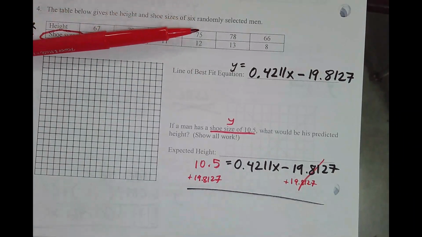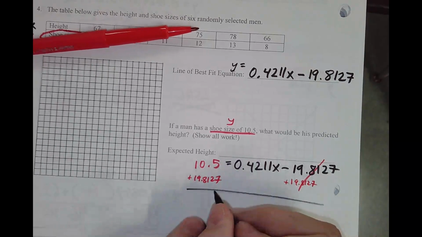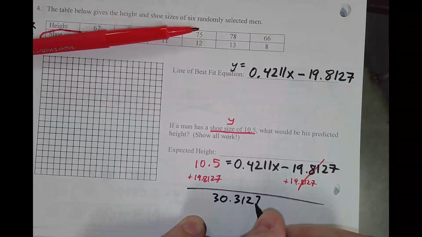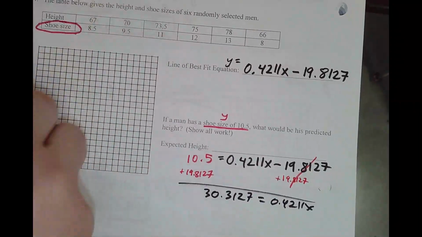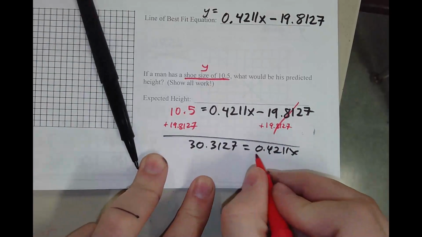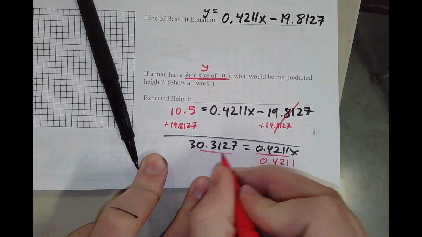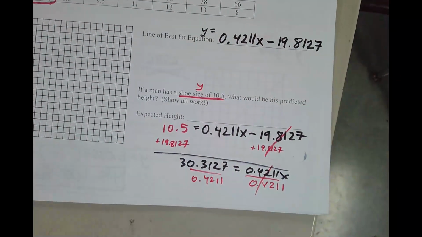so we're going to get 19.8127 plus 10.5. That happens to be 30.3127 equals 0.4211x. All right, now how do we get x by itself? That's right, we're going to divide by 0.4211. You've done this before. When you divide both sides by 0.4211, you will get your answer. Now let's go ahead and check what that answer would be.